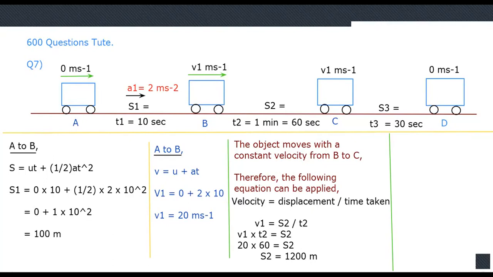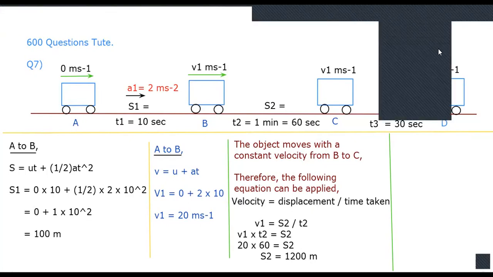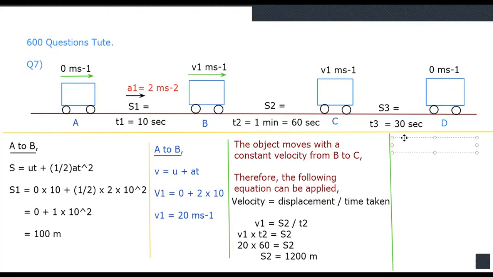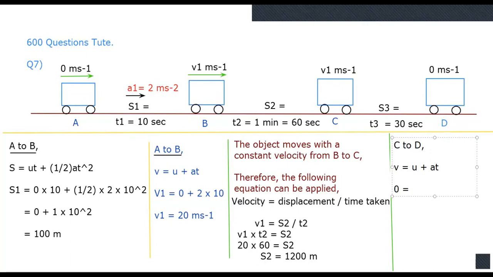I think you know the logic. When you can't, very good. We cannot find S3 directly. First of all, we have to find the acceleration. Here actually not the acceleration, but a deceleration. Therefore, C to D, we have to apply the equation V equals U plus AT to find the acceleration. Final velocity is 0. Initial velocity is V1.